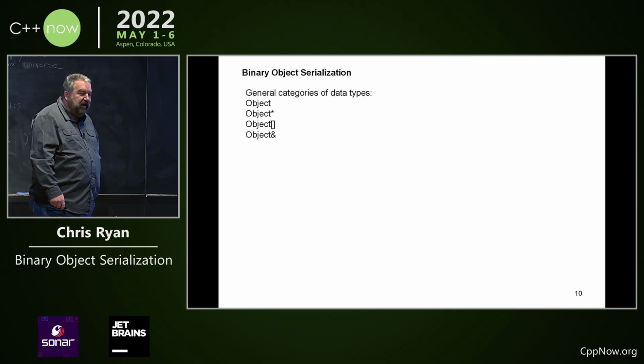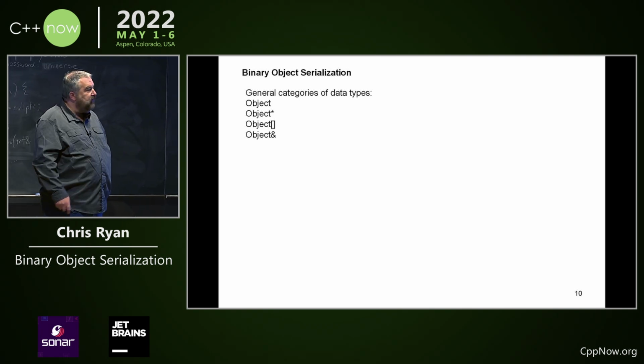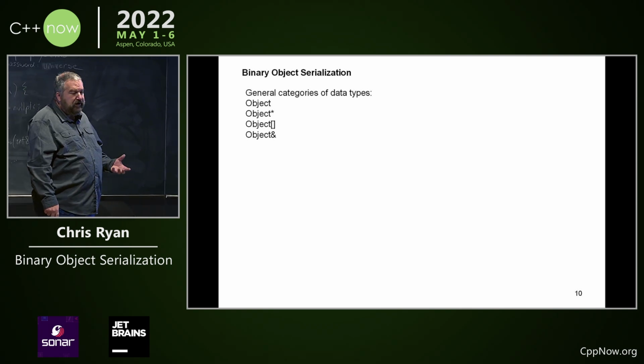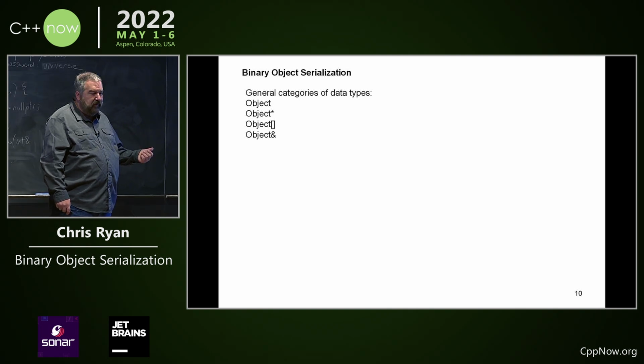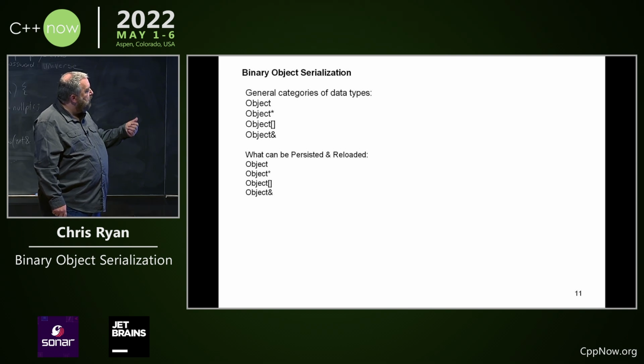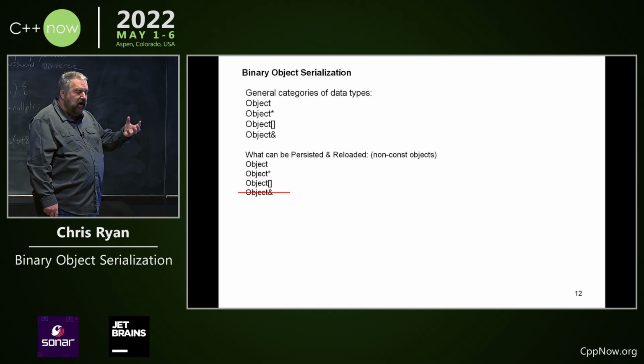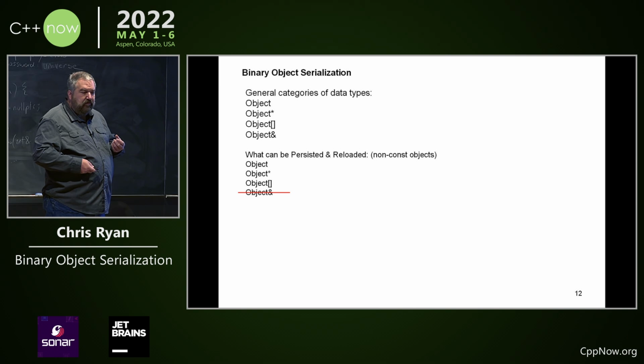So what general categories of data can a class have that you'd want to serialize out? You have an object, you have a pointer to an object, you have an array of objects, but then there's also references. We can persist all those out, but you cannot turn around and reload a reference because it has to be set when it's initially constructed. I create an empty object and then set the values in it.